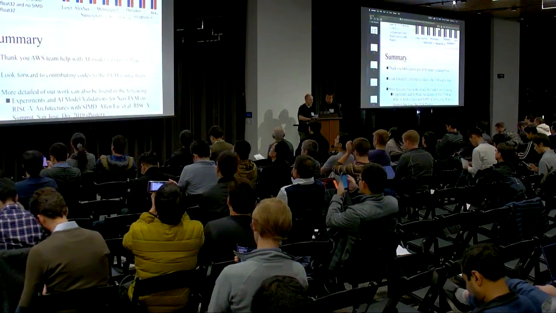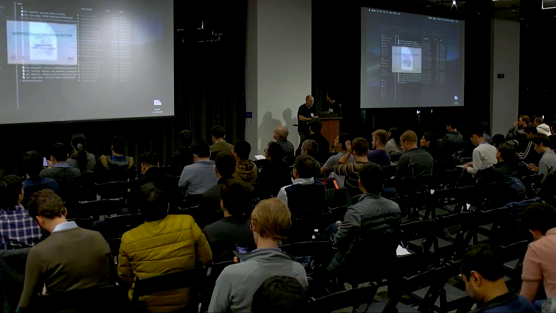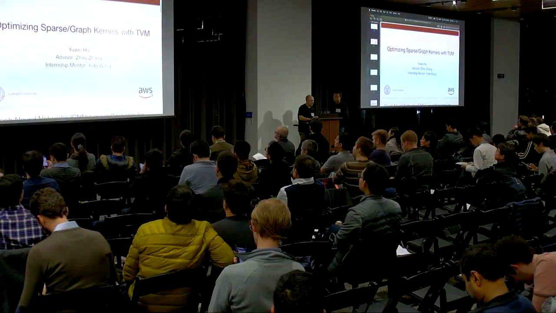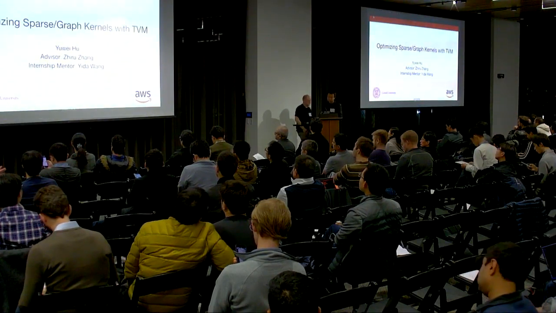I'm really curious to see how things work with that limited dynamic range. But up next, we're going to learn about optimizing sparse graph kernels with TVM.